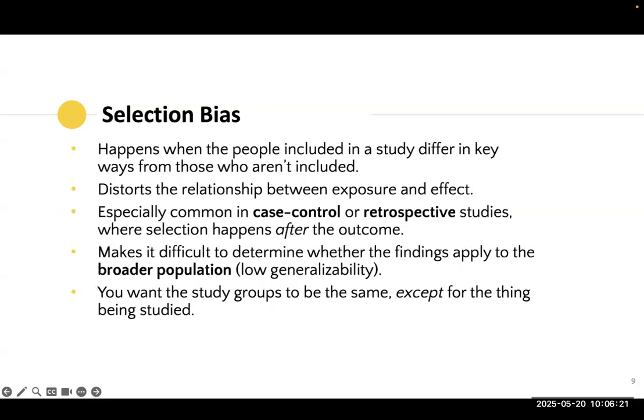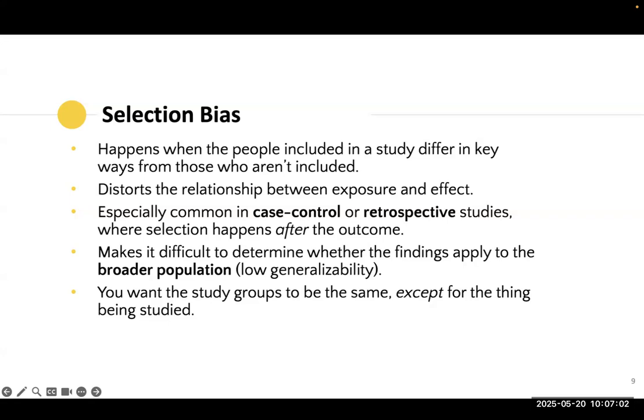Okay, so what is selection bias? This happens when people are included in a study that are different in key ways from those who aren't included. If you can't survey or test the entire population, what you want to do is get a sample of that population that mirrors all the characteristics of that larger population. You want that little sample to be as much like the whole population as you can get it. If you don't, it's going to distort the relationship between exposure and effect.